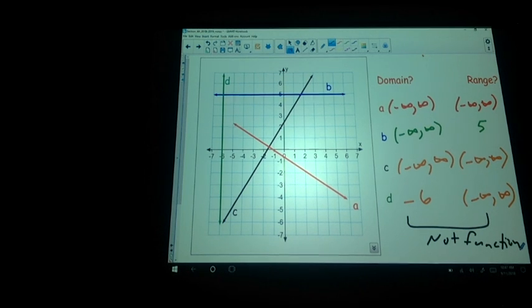Function? Oh, jeez. Unnecessary. I'm sorry.